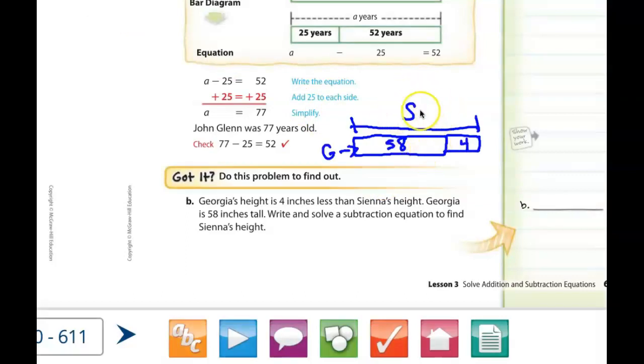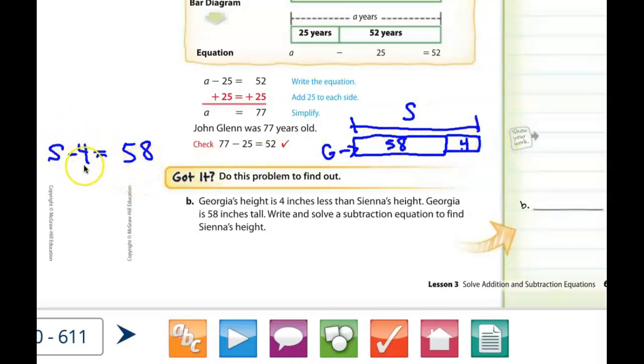Okay, so what we don't know is Sienna's height. She is the tallest person because it tells us that Georgia's height is 4 inches less than Sienna. So I'm using the letter S for that distance. We know that Georgia is 58 inches tall and that 4 more inches would be equivalent to Sienna's height. All right, so I want you to write an equation that is a subtraction problem that matches this picture. Go ahead and do that for me.